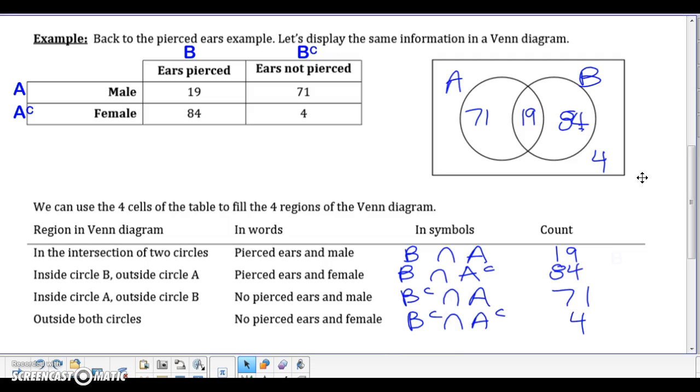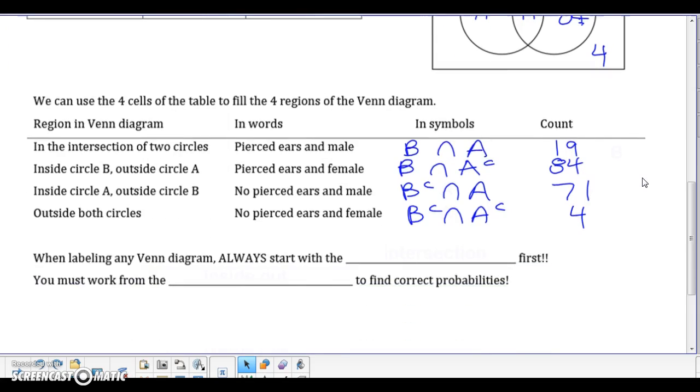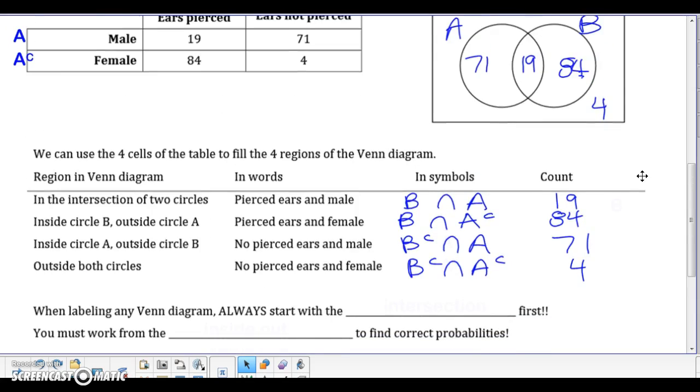There's just two really important things you need to remember, and the first is, where do you start? When you're doing Venn diagram problems, creating one or labeling one that already exists, you always start with your intersection. You're going to start with that overlapping part first, and then you're going to work your way out. So you work from the inside out always to find the correct probabilities. If you don't, you're probably going to get some answers wrong.